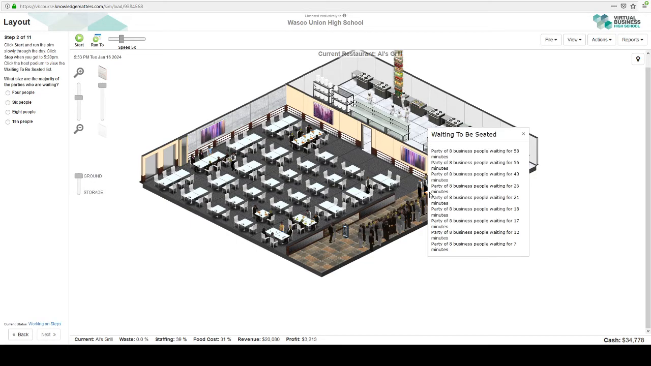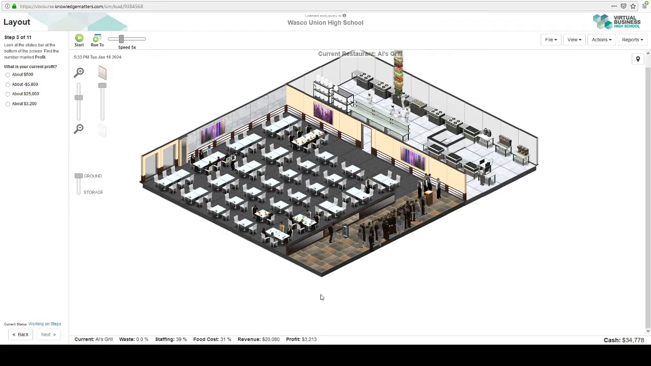Click at the host stand. Party of 8. Ooh, they've been waiting for a whole hour just to sit down. Okay, I'm surprised they're still there. So, the majority of the parties who are waiting are, actually all of them are size 8 people. Okay, now if we look at our profit down here, we have a profit of 3,200-ish.